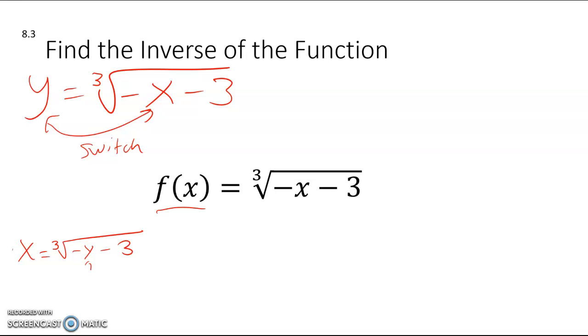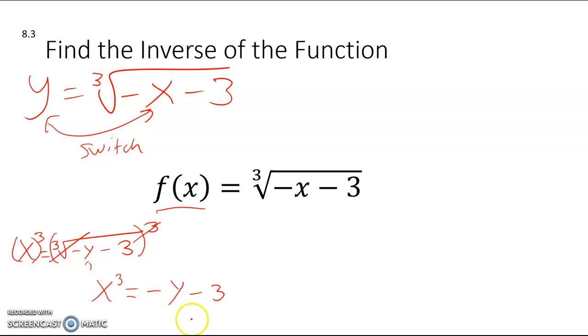So I basically have to get them out of the cube root here. The way that I'm going to do that is I'm going to cube both sides. If I cube this side, I cube this side. So if I cube it, it gets rid of this, and I'm left with x cubed is equal to negative y minus 3. Because again, it literally cancels out the root around it, and I'm left with the negative y minus 3 inside.